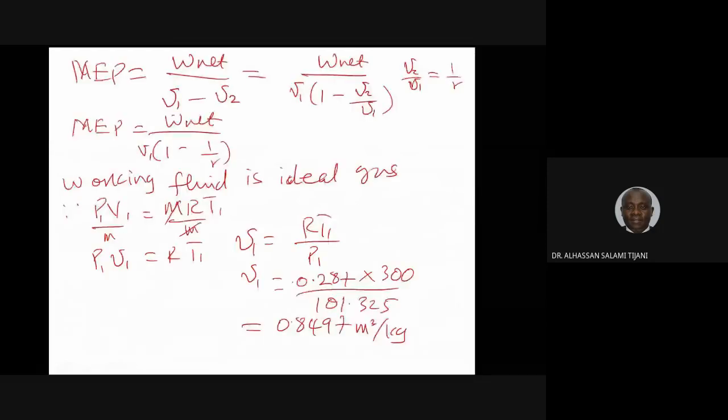Meter cube per kilogram. So that is it. Okay, so now we will substitute into the MEP. So now finally we will have MEP equals to W net. We have already determined the W net.